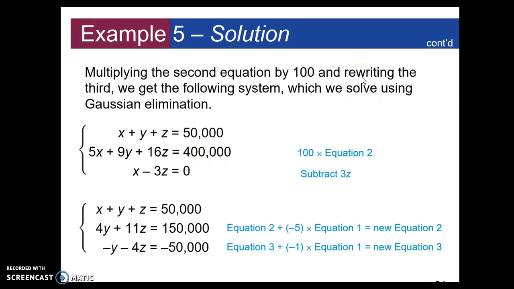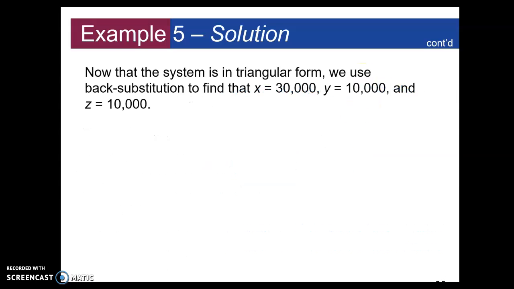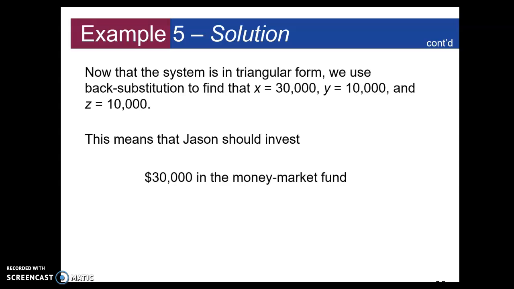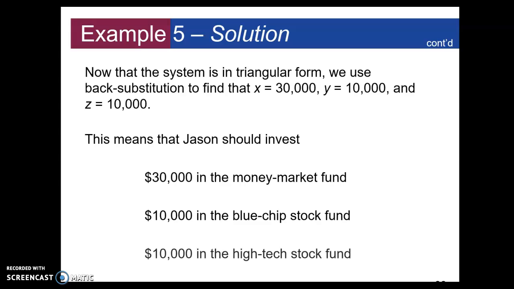So I now know that what he needed to invest in the money market account, X, is $30,000. In the blue chip stock fund, Y, is $10,000. And in the high tech stock fund, Z, is $10,000. Let me know if you have any questions.